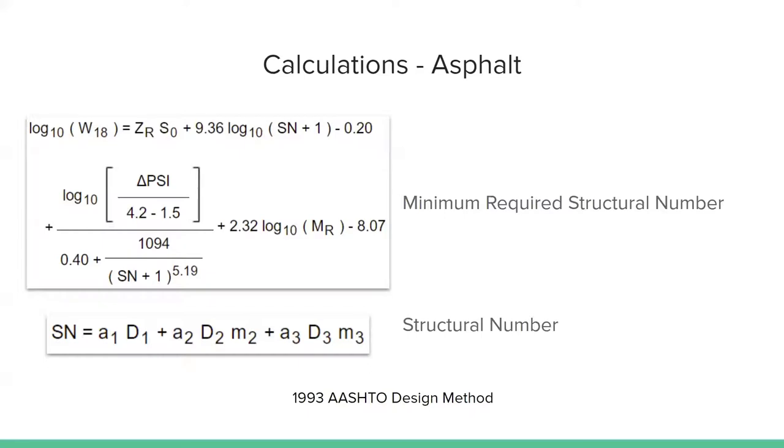Our goal is to calculate the thickness of the new asphalt layer for our pavement. The first equation you see is used to calculate the minimum required structural number for asphalt pavements. What we want is to find an SN on the right-hand side of the equation so that both sides are equal. But we'll have to evaluate the other variables in the equation first.